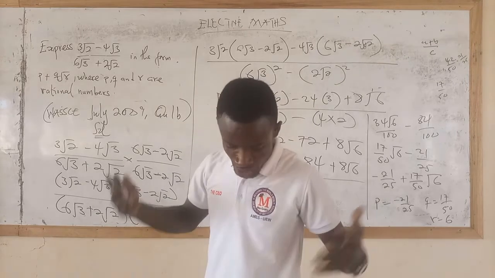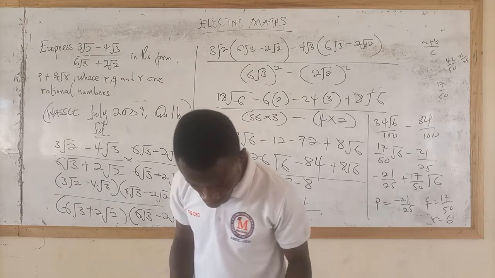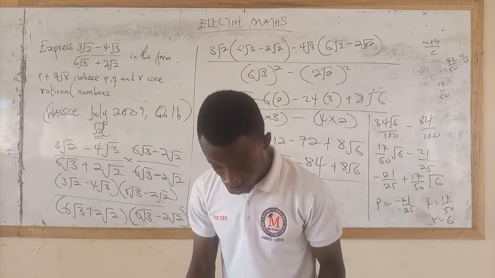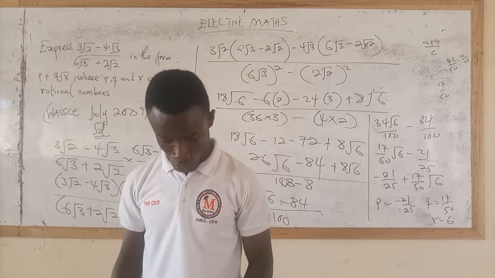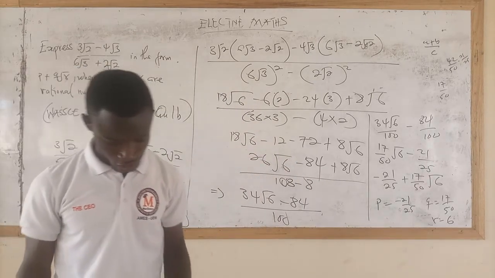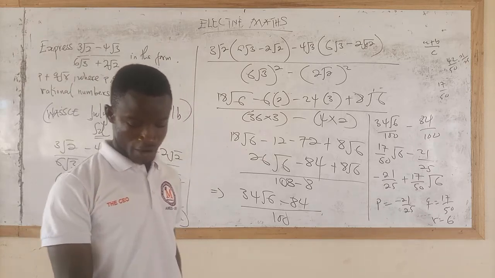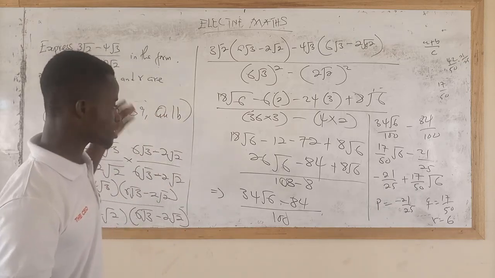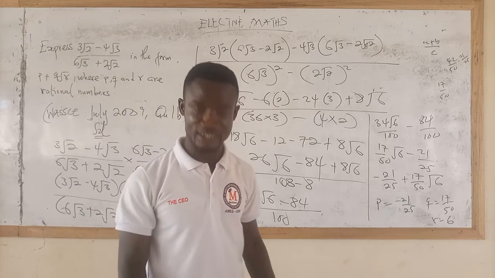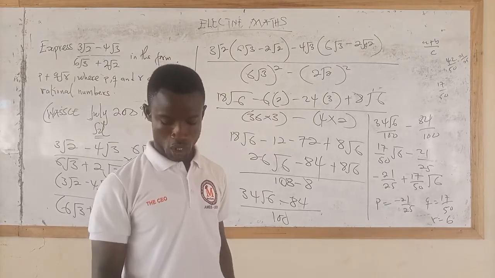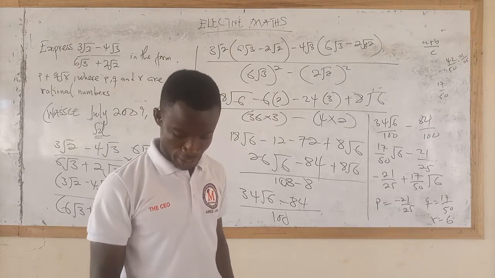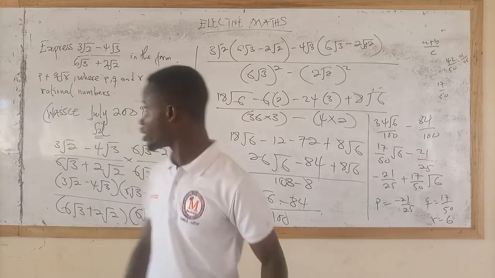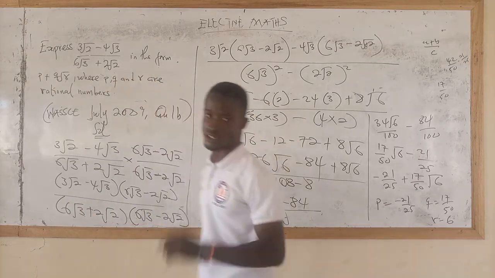Alright, so you can now try this. This is SSCE of 2002, question 6B. You can try it, which is square root of 3 minus 3 square root of 2 all over square root of 3 plus 3 square root of 2. In the same way, write this, and that is all.